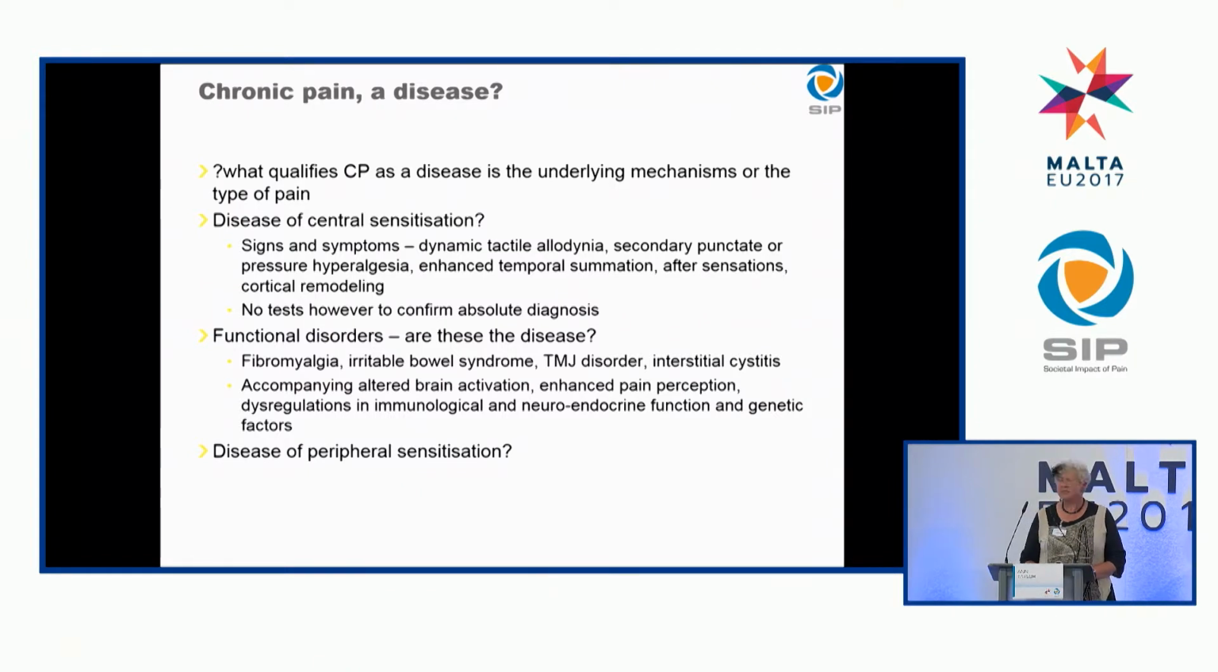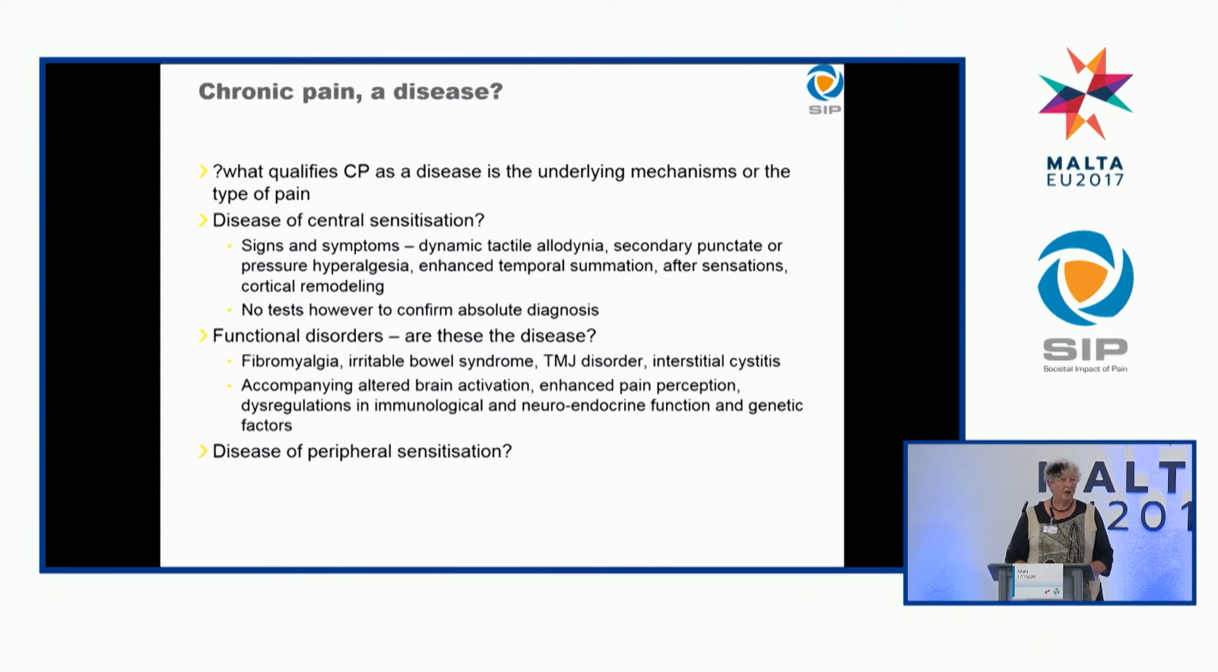So chronic pain is a disease. So what qualifies chronic pain as a disease? Is it its underlying mechanisms or the types of pain? So we had conversations around a disease of central sensitization, the fact that there are changes to the brain. The brain is the organ and the disease is the central sensitization changes.